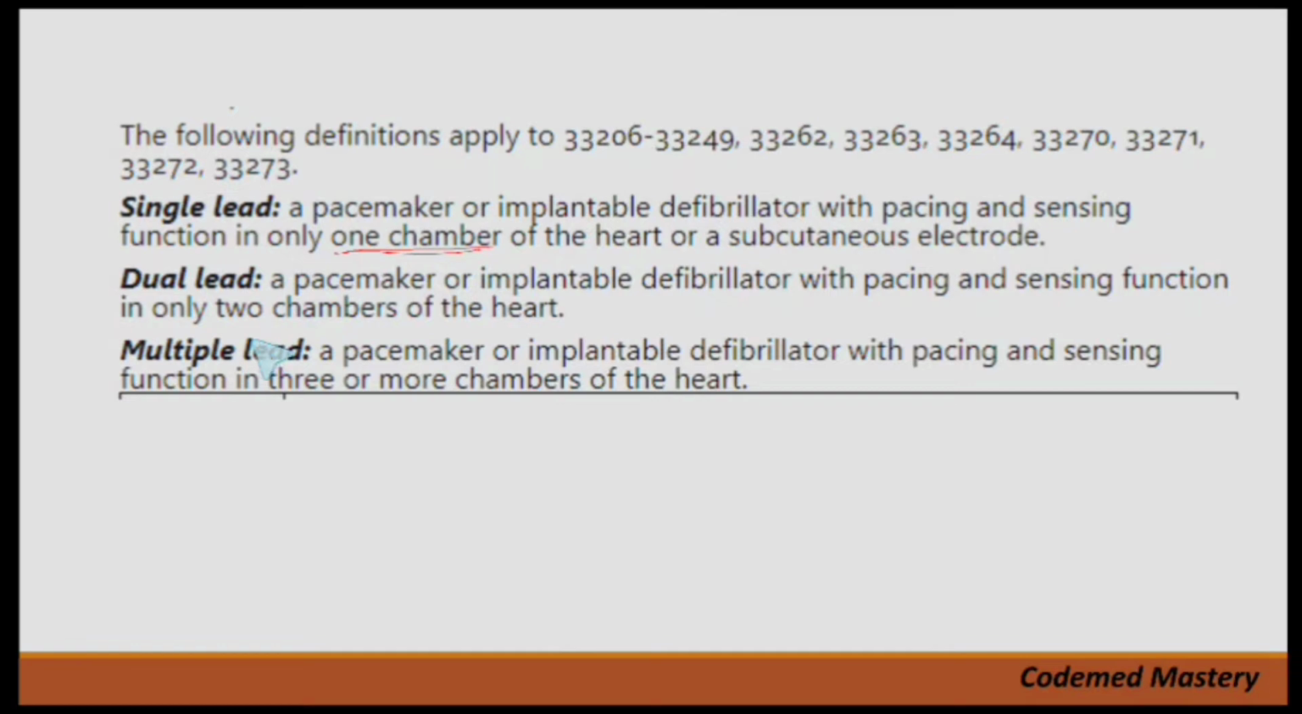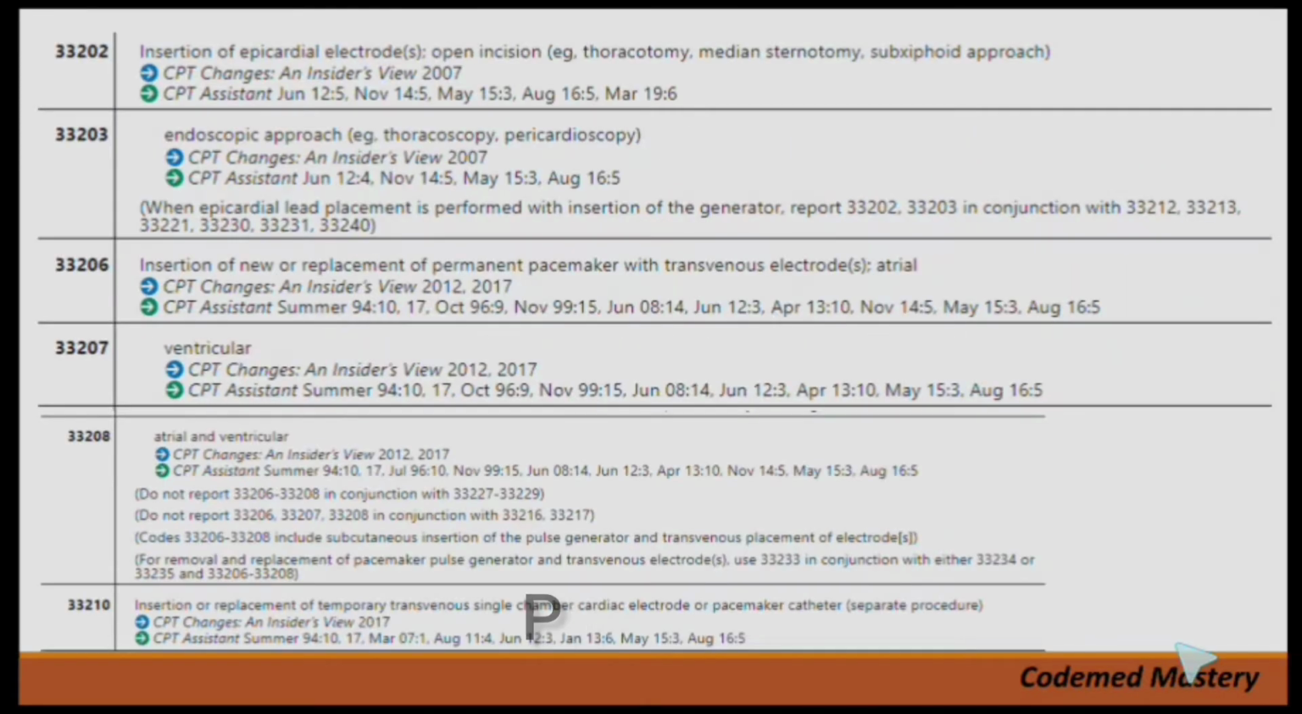Dual lead means it is pacing and sensing function in two chambers of the heart. Multiple lead means it functions in three or more chambers of the heart. These definitions are present in your CPT book, page number 243. So the codes are 33202, that is insertion of epicardial electrode, open incision.